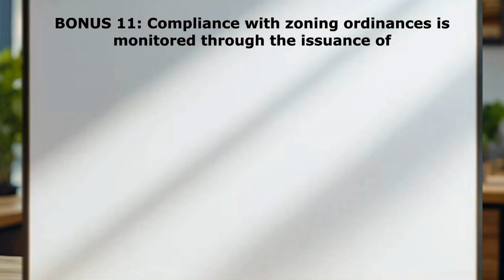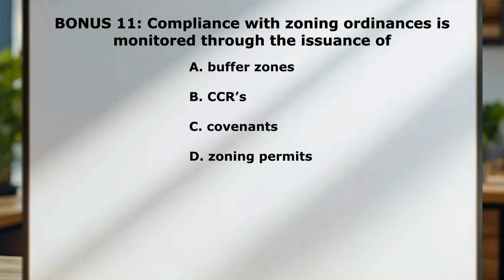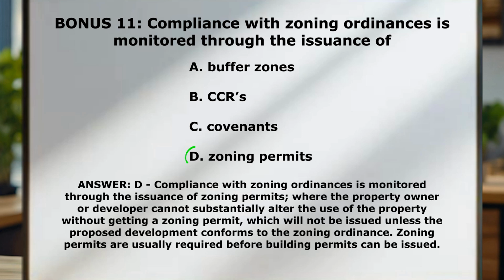Because I really want to see you do well, and I want to give you this one extra question here, we're going to go on to question number 11, bonus question. Compliance with zoning ordinances is monitored through the issuance of A, buffer zones. B, CCRs. C, covenants. D, zoning permits. So the answer is D. Compliance with zoning ordinances is monitored through the issuance of zoning permits.